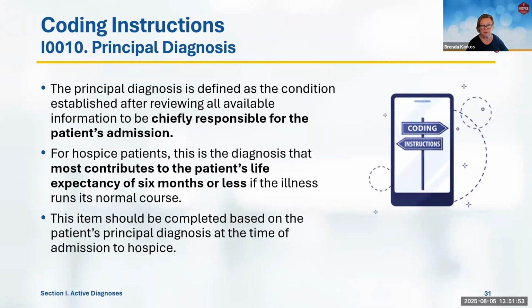Now for a few coding instructions. After reviewing all available information for the principal diagnosis, this is the condition that is chiefly responsible for the patient's admission to hospice. The diagnosis that most contributes to the patient's life expectancy of 6 months or less, if the illness were to run its normal course. This item is only collected on admission and should be completed based on the patient's principal diagnosis at the time of the admission to the hospice.